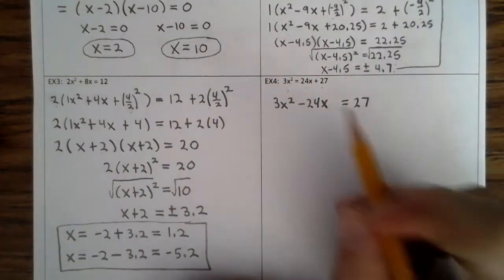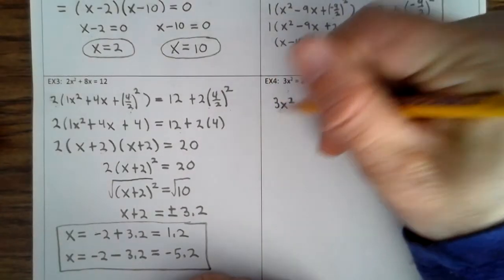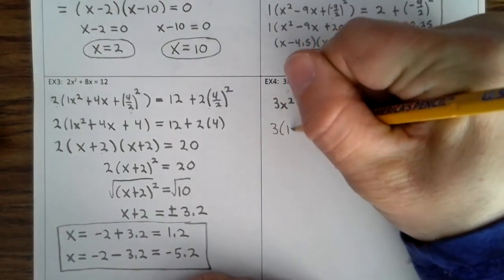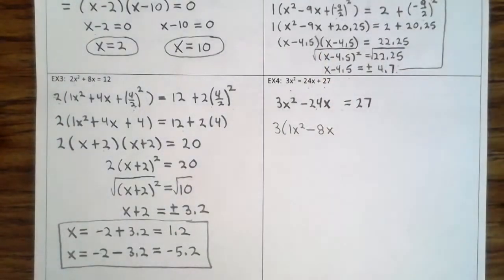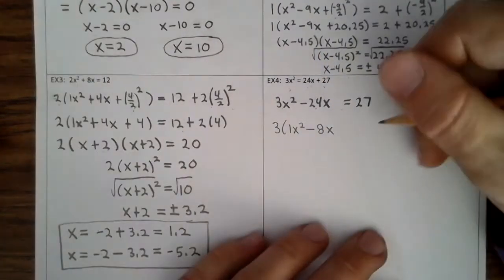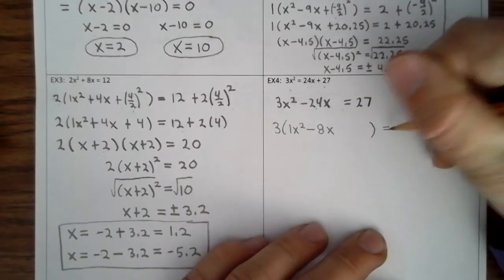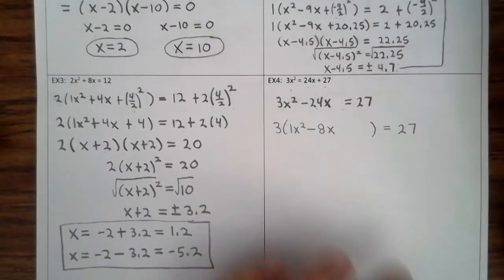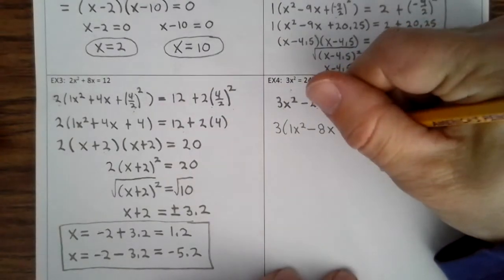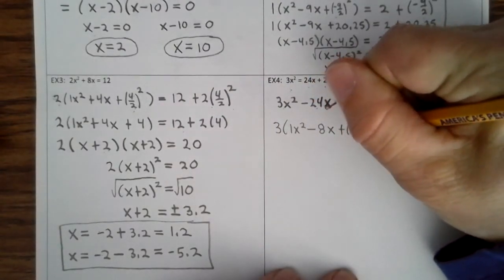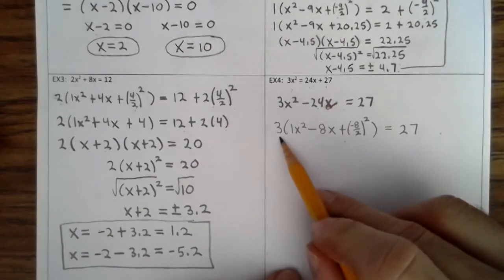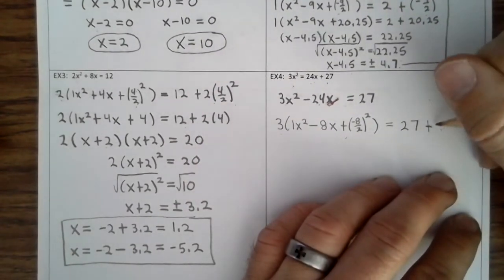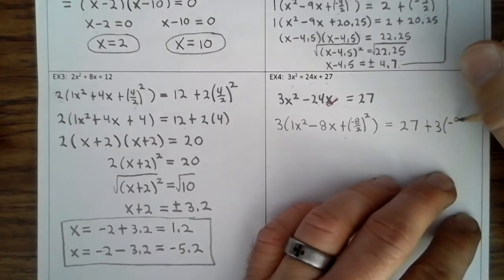Okay, so now I can factor 3 from both terms. So that's 3, 1x squared minus 8x, leave space for completing the square, equal to 27. Now I'm going to add negative 8 divided by 2 squared. But if I add it to this side, I have to add it to this side, but I can't forget about multiplying by 3. So plus 3 times negative 8 divided by 2 squared.